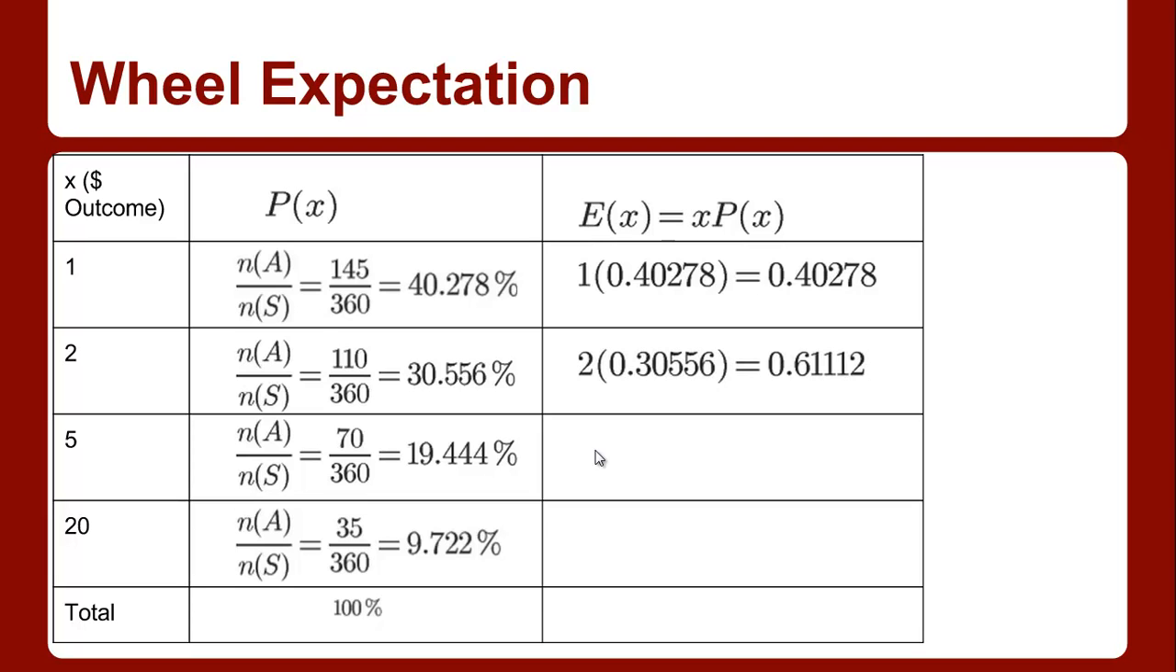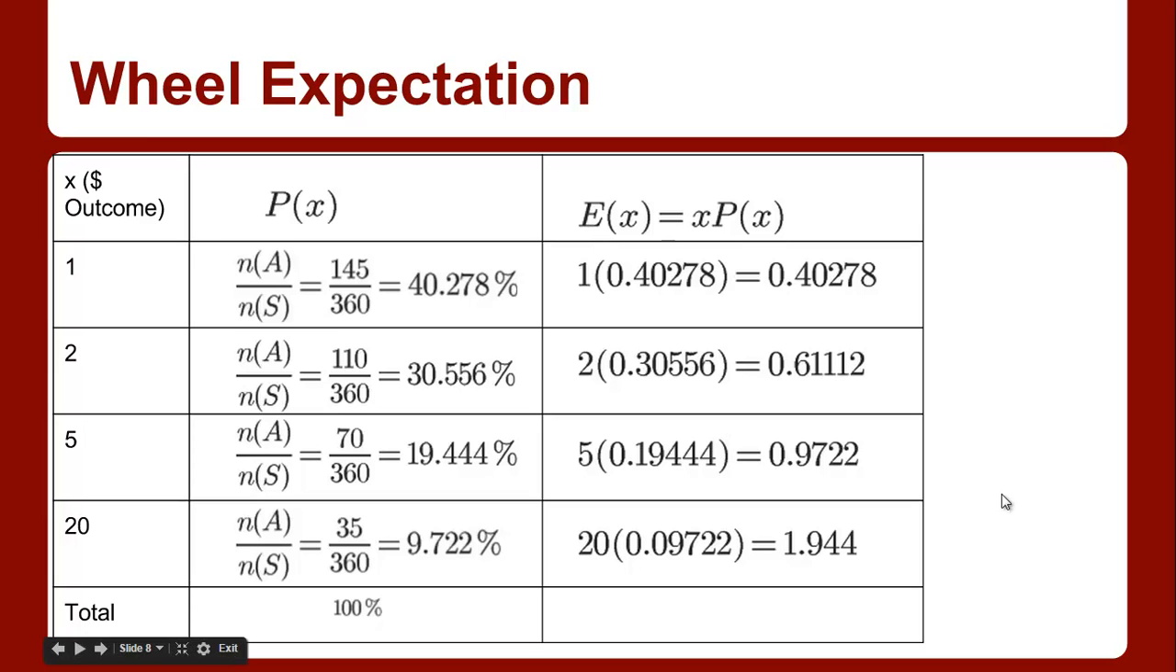So you can see we just multiply each one of these, and then in the end, when we add them up, we actually get the average, because you have to add them up. Each of these numbers has been divided by 360 already, but we could do 1 times 145, plus 2 times 110, plus 5 times 70, plus 20 times 35, divided by 360. That's going to be a big learning target.